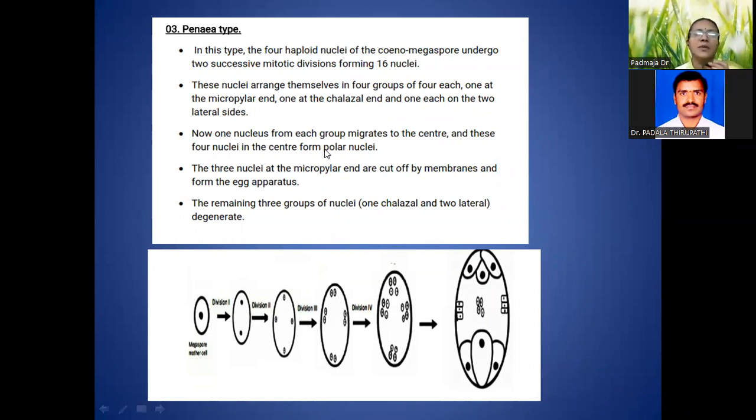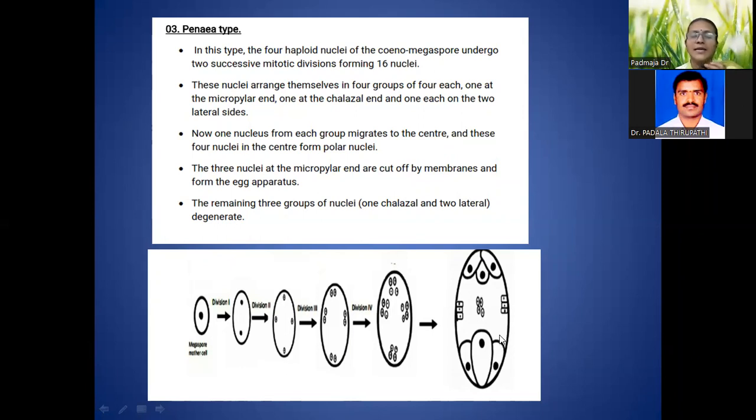Now, 1 nucleus from each group migrates to the center, so 4 polar nuclei are present in the Penaea type. The remaining 3 groups of nuclei, 1 chalazal and the 2 lateral, disintegrate. The antipodals will be disintegrating, and the synergids will be disintegrating.